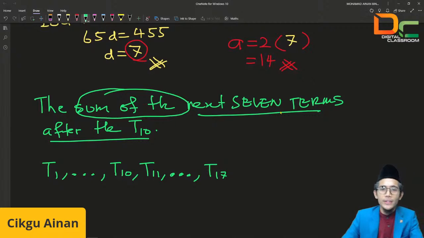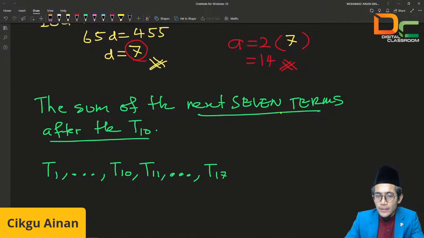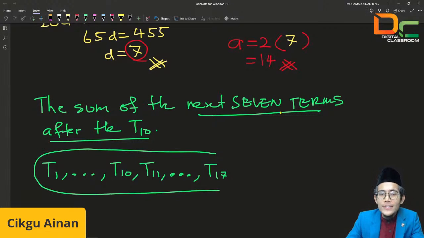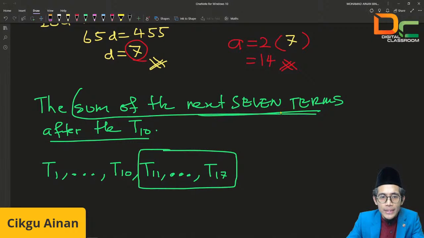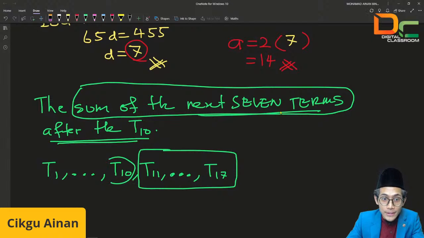Okay, T17. Why T17? Because the question wants the sum of the next 7 terms. The question doesn't want us to calculate the sum of the first 17 terms. It is not. The question wants this part only. This is what it means by this sentence. Because after the 10th term, this is what we want. T10 and before, we don't want at all. So how are we going to do this?